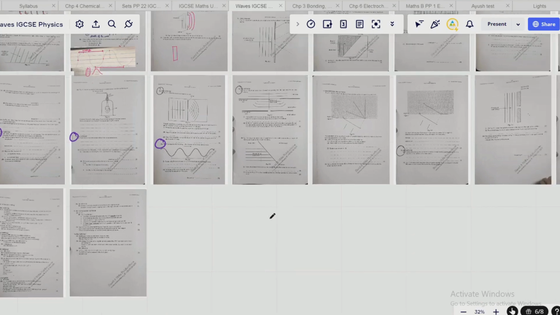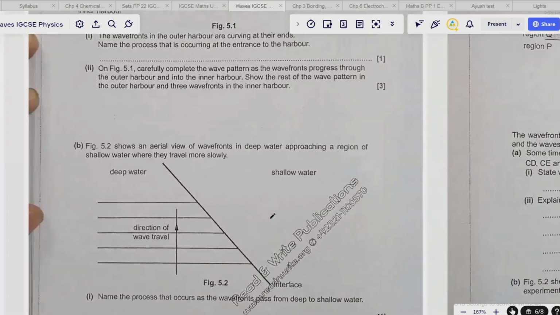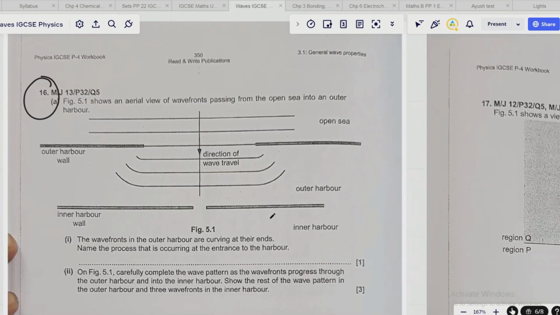Let's first talk about question number 16. So how are we going to solve this question? Have a look at this question. Read it, please. First, you try to give me an answer, then I'll help you out.